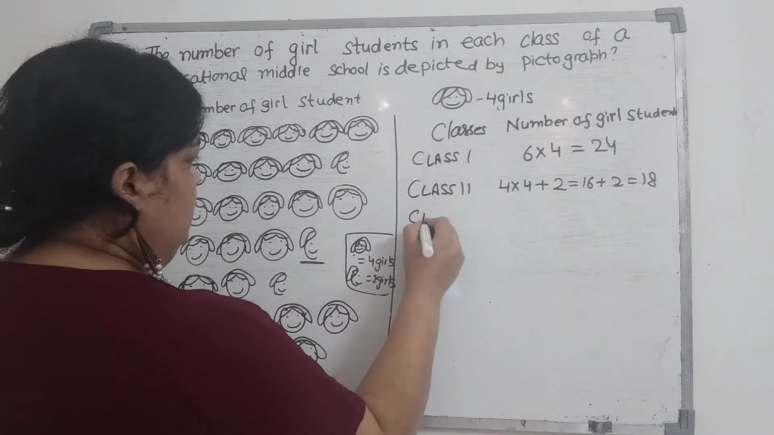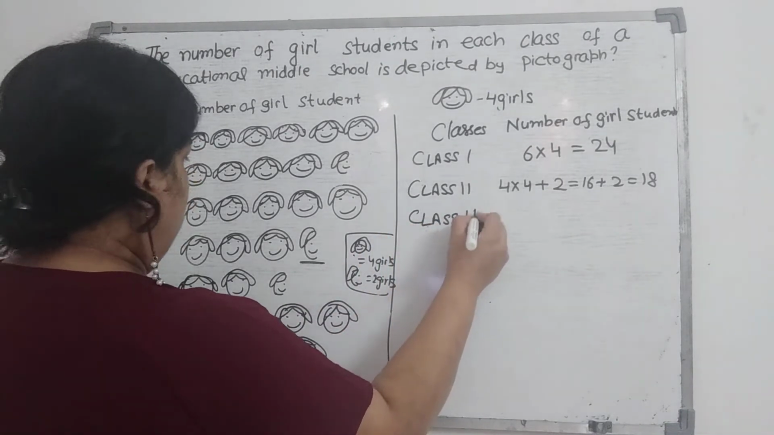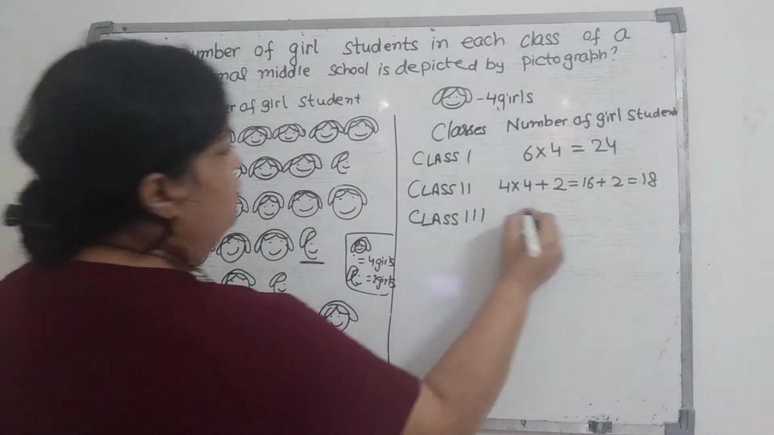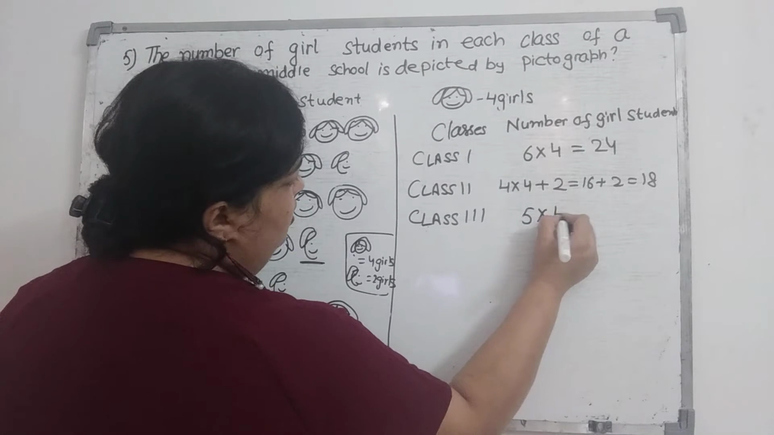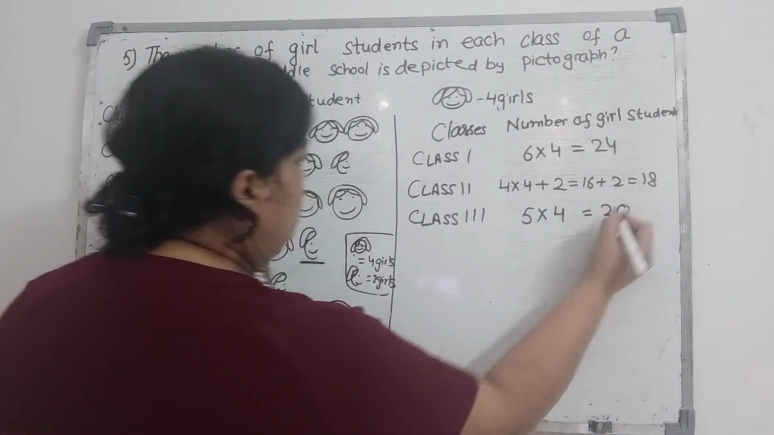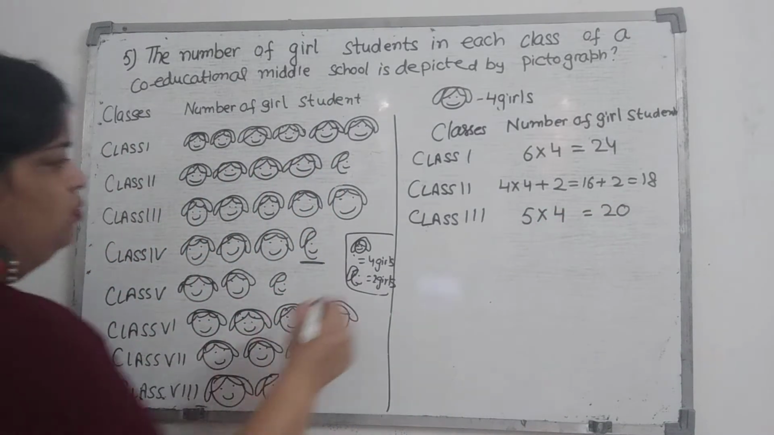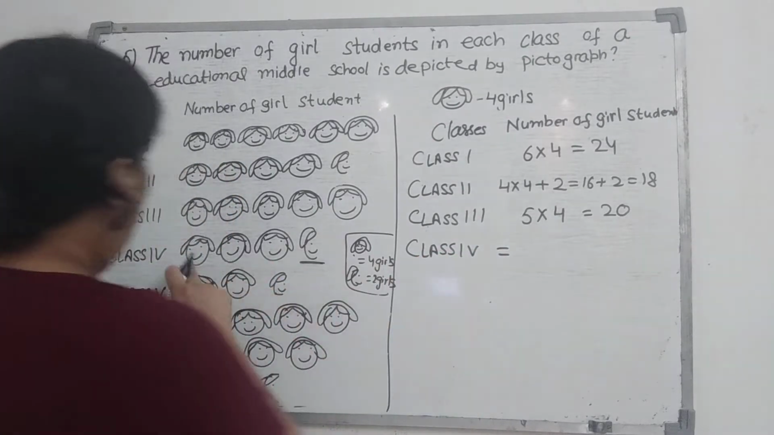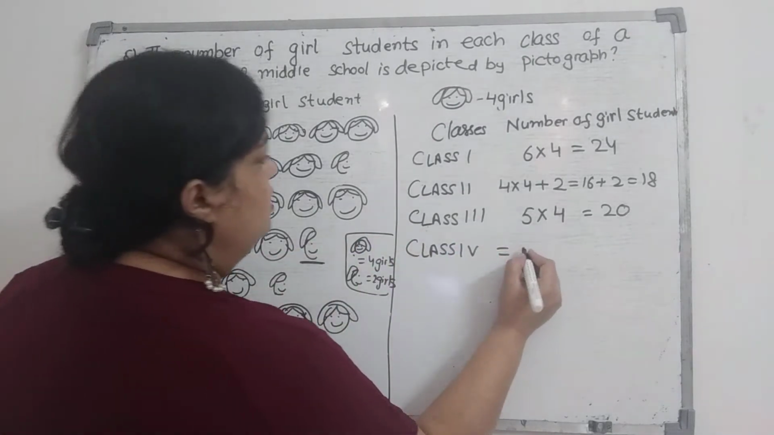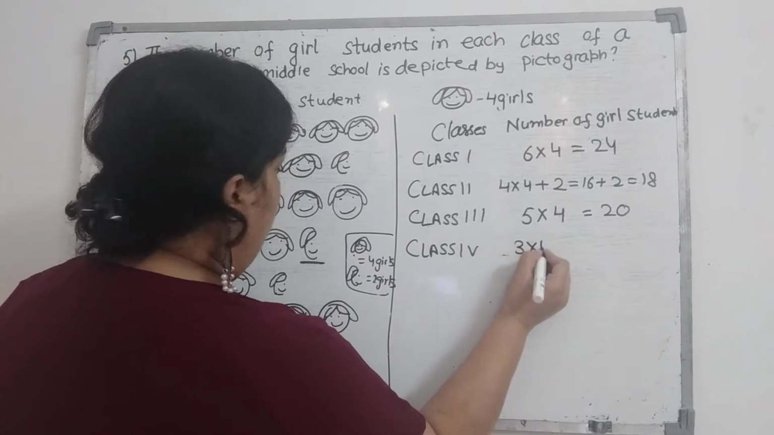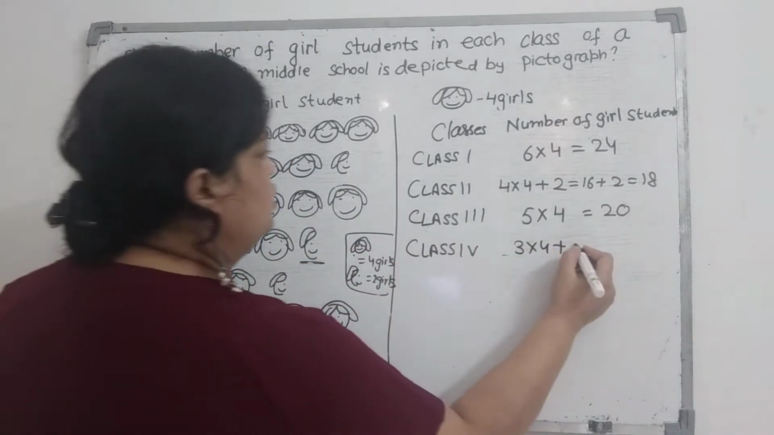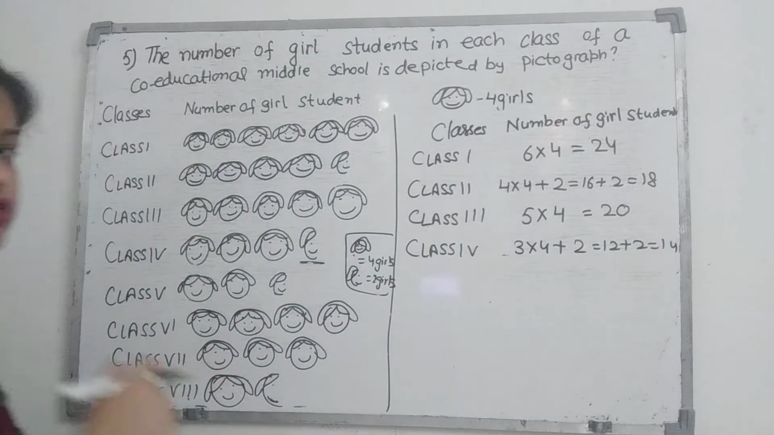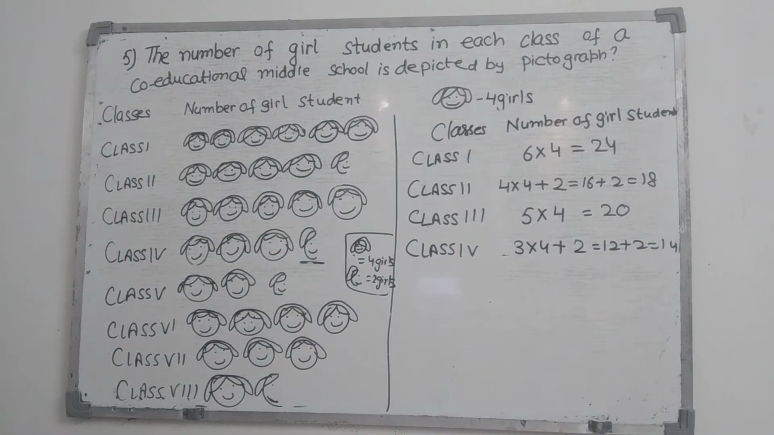For class 3, here we have 1, 2, 3, 4, 5. So we multiply with 4, 20. For class 4, equal to 1, 2, 3. 3 multiplied by 4 plus this half, 2. It is 12 plus 2 is equal to 14. I hope it's clear to you.